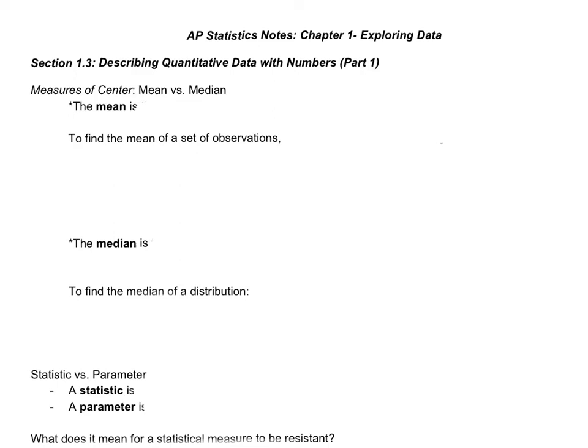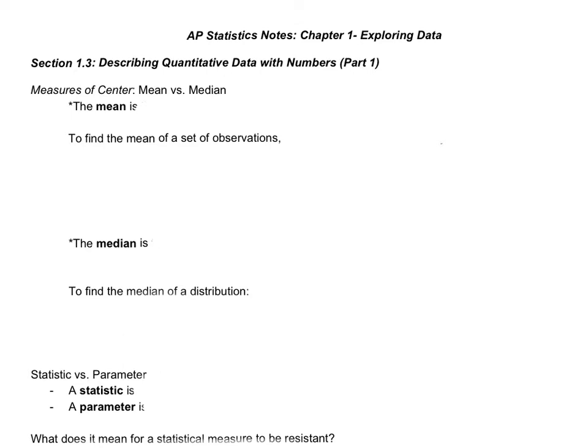All right, so this is the first part of section 1.3. 1.3 is all about how we can use numerical values to describe our quantitative data. So in 1.2, we looked at how we could graph quantitative data, remember, with the dot plots, the stem and leaf plots or stem plots, and histograms.